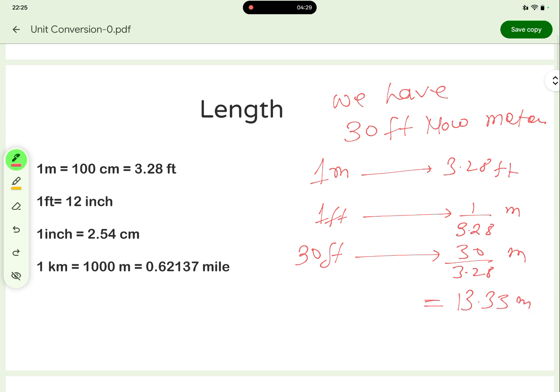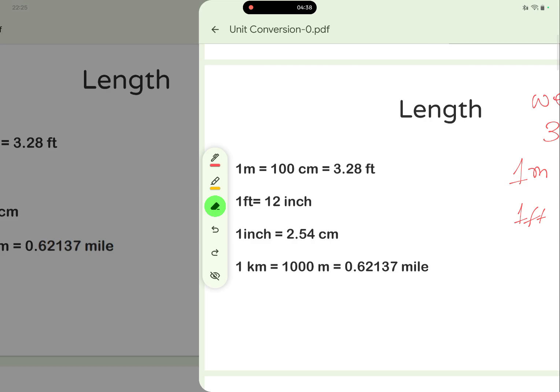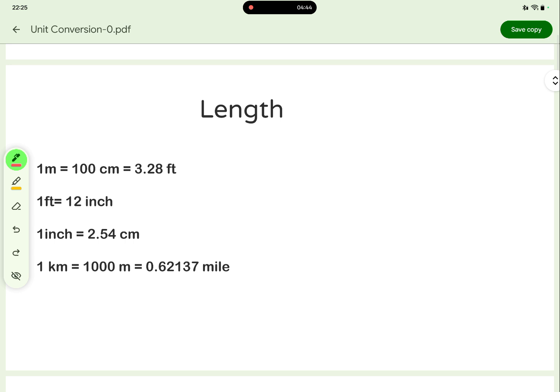Now let's do another calculation to understand this unit in the best possible way. We have 1 meter is equal to 100 centimeters.